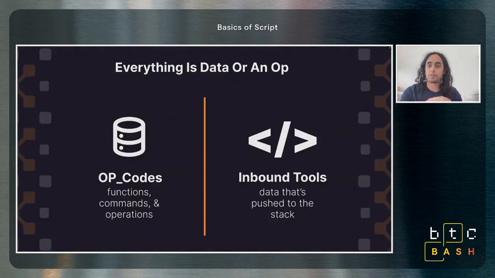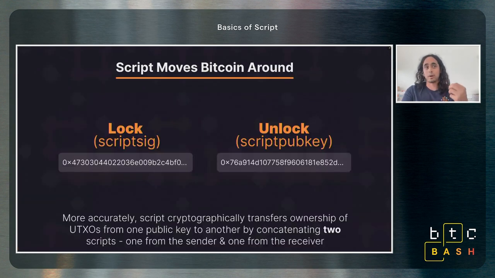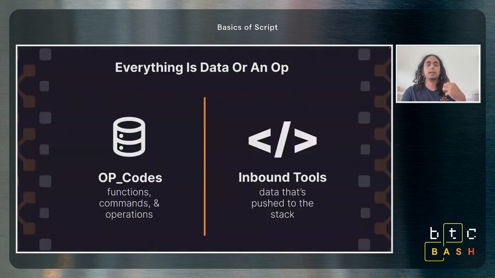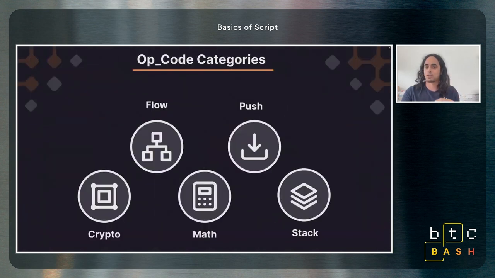So script within Bitcoin, going right down to the basics, is written as an array of bytes. In this array of bytes, everything is either data or an opcode. Opcodes are functions, commands, and operations, as you'd expect. Data is something like public keys or signatures, or anything that you need to push to the stack, such as an inscription, or anything additional you want to add to a script.